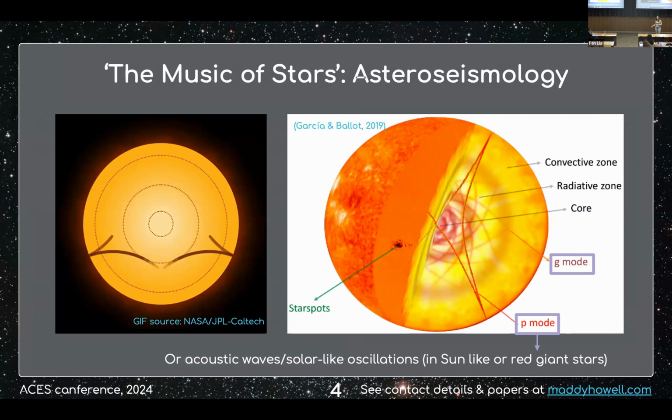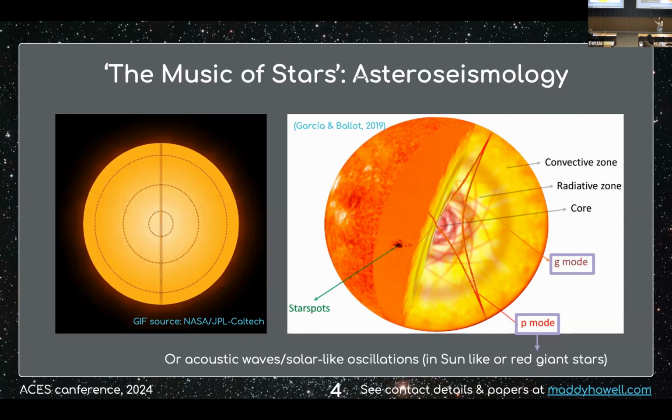Asteroseismology is the science of detecting oscillations that propagate within the interiors of stars, and it's described in terms of spherical harmonics. We have two main modes that we measure. There are the gravity modes that propagate within the cores and radiative zones of stars. And then there are the pressure modes that propagate within the convective envelopes of stars. And it's the convection that is actually driving the excitation and damping of those oscillations.